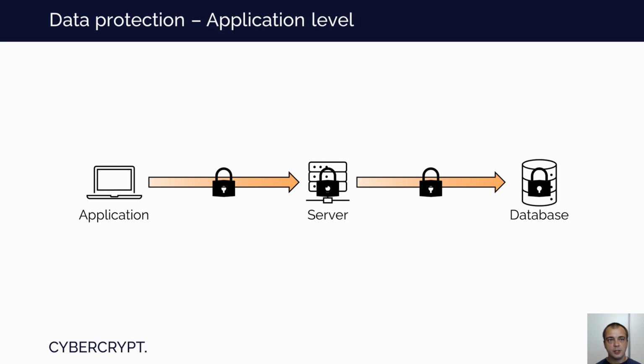Application-level encryption shifts the encryption all the way to the left. The application handles the encryption and decryption without the involvement of the server or database. The result is that a breach won't expose any sensitive information, as they have no knowledge of how to decrypt the data. But there are also downsides to application-level encryption.